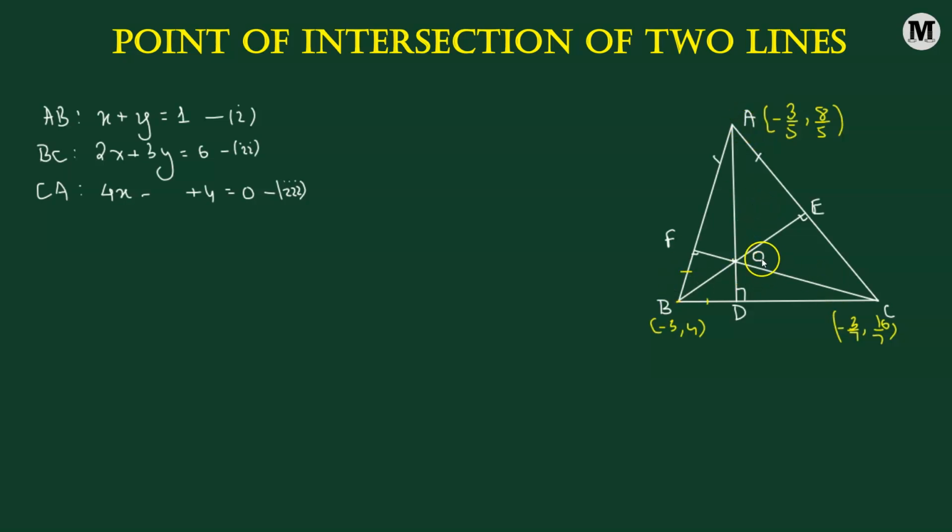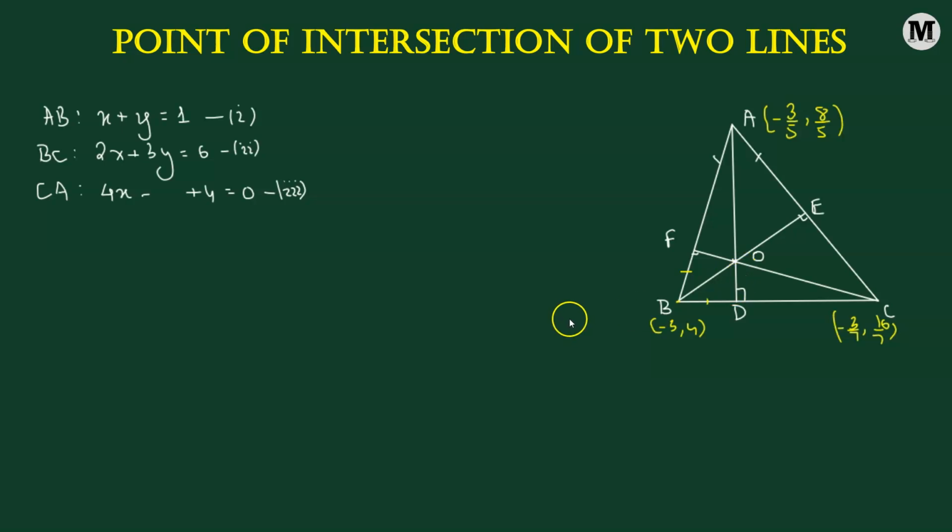In order to find the coordinates of the orthocenter, we are going to find the equations of any two altitudes. We can find altitudes AD and BE, and solve them to find the point of intersection. So we need only two equations at a time. Let's try to find the equation of the altitude AD. Then we will find the equation of altitude BE.